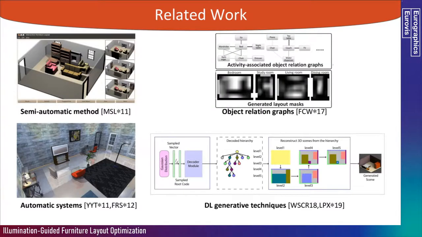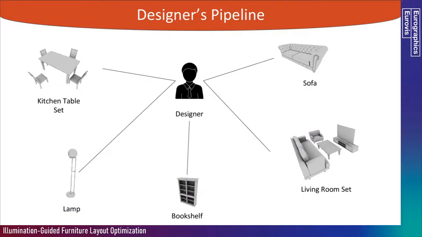Interior layout arrangement has seen great interest in our field. Many methods have been proposed over the years. There have been assistive methods, semi-automatic and automatic methods, methods based on object relationships, and lately, deep learning approaches. Still, lighting constraints have been largely neglected. Such methods can be very useful to an interior designer professional. Looking at a designer's pipeline, we have a selection of objects that need to be arranged under certain constraints. Lighting is a core aspect of this process, with each room or furniture cluster requiring different illumination levels in order to prove functional.